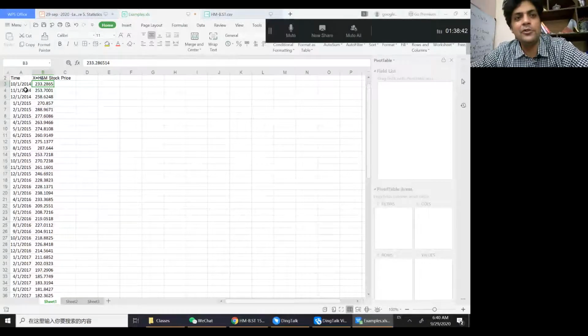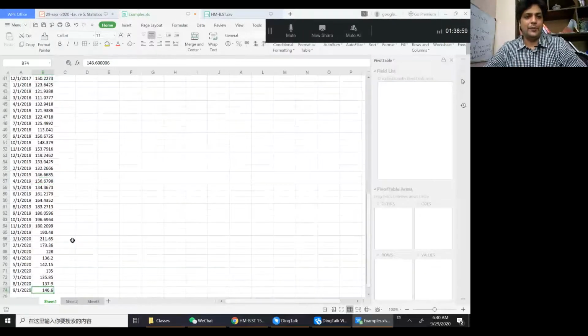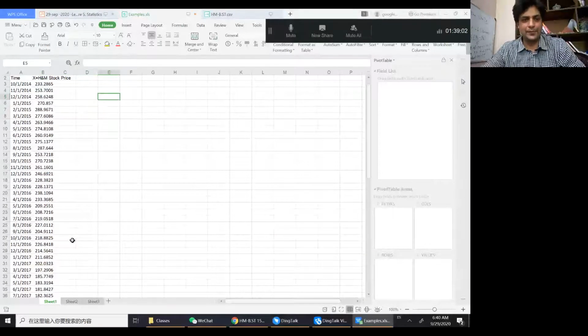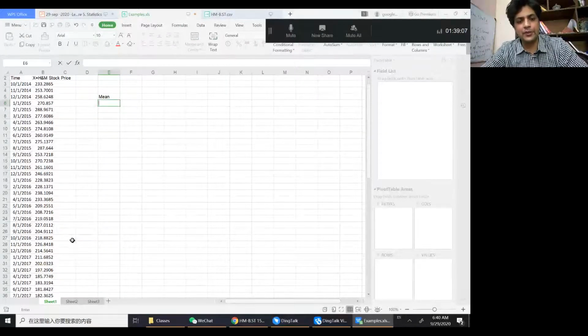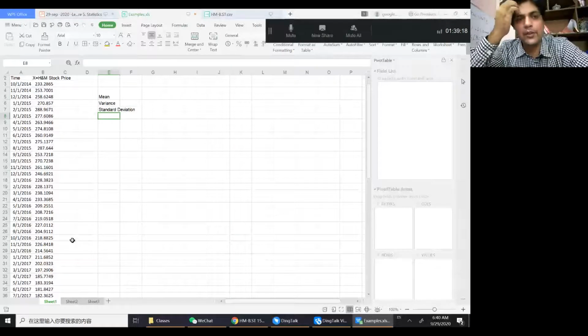Now, what is the distribution? You can draw the distribution now. How? But let's first see the stock on the 16th January, where the data lies. So we need to calculate some basic formulas. That's mean, variance, and standard deviation. These three things are really important to know. Once you know this, then it's really easy for you.